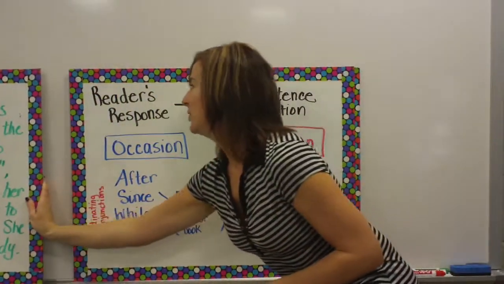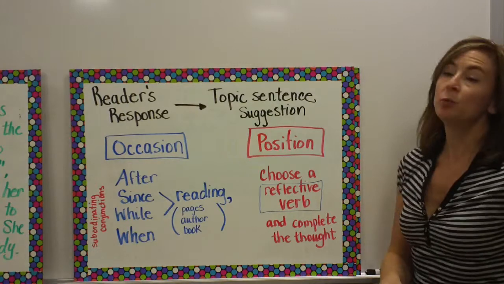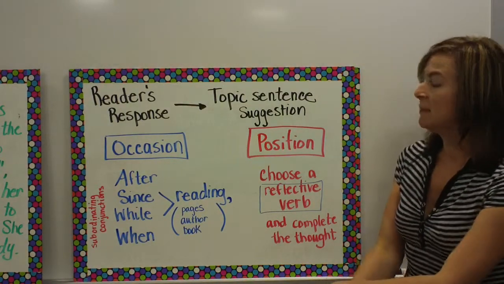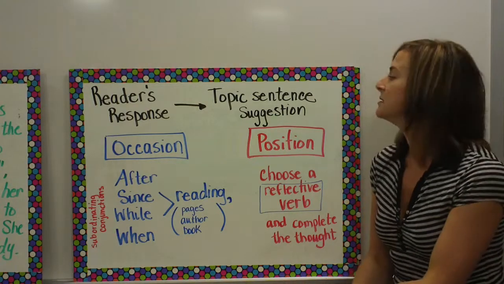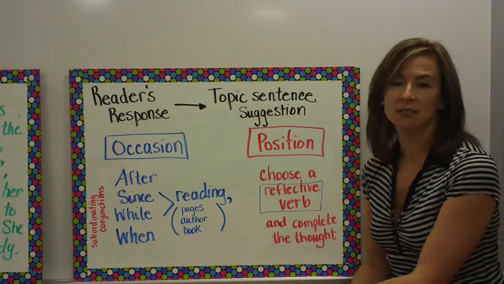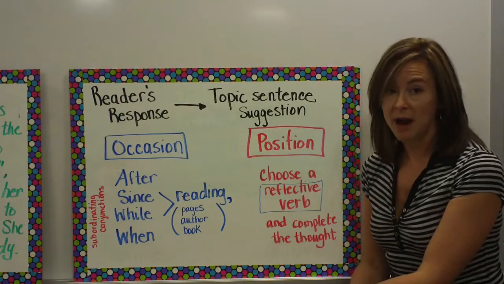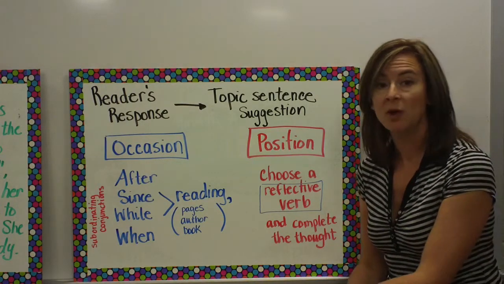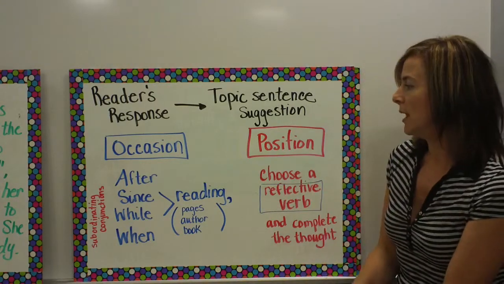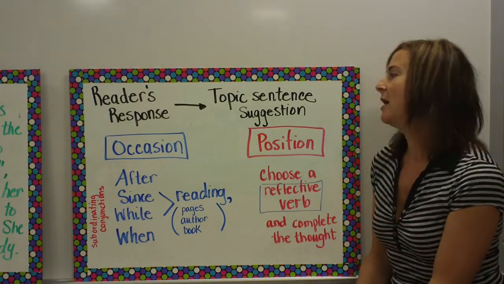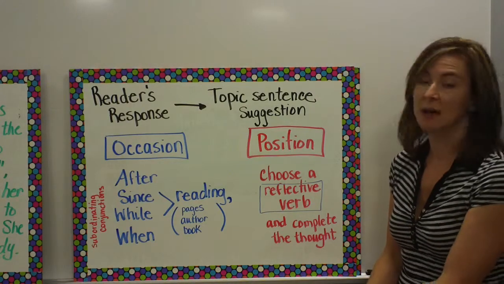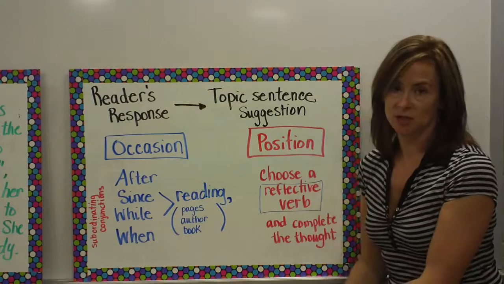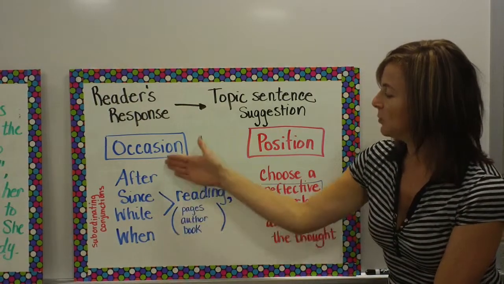Another hint that I have for you is when you're writing your reader's response, when you have your topic sentence, I'm going to suggest using an occasion, position topic sentence. There are a variety of ways to write topic sentences, but as you're getting started and becoming more comfortable, this is a really strong way to start. Here's the pattern. In an occasion, position topic sentence, you begin with a subordinating conjunction. That's simply one of these starting words.